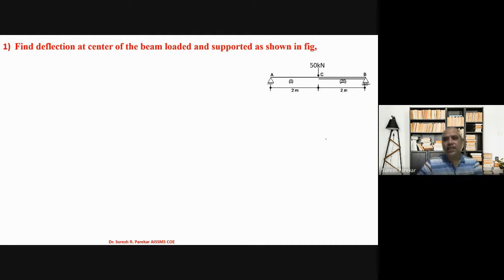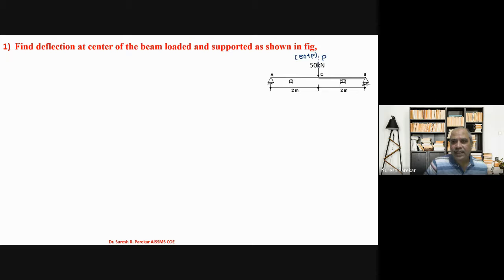So we have given this beam, 2 meter, 2 meter, with 50 kilonewton, and we have to find deflection at center. As at center we do not have any variable load, as per Castigliano's first theorem, we have to apply a dummy load here, which will be P, and then the total load will be 50 plus P.